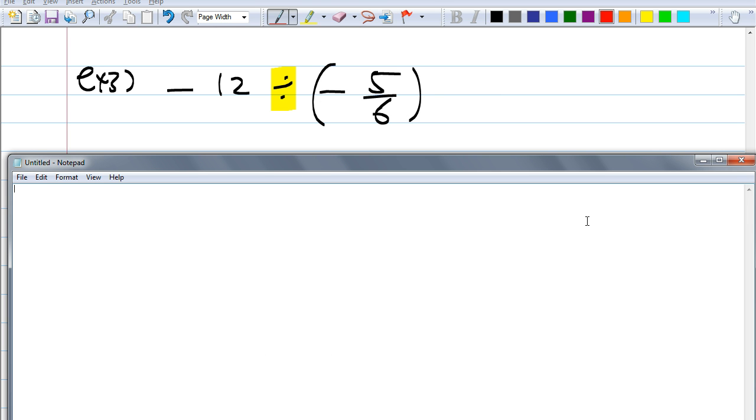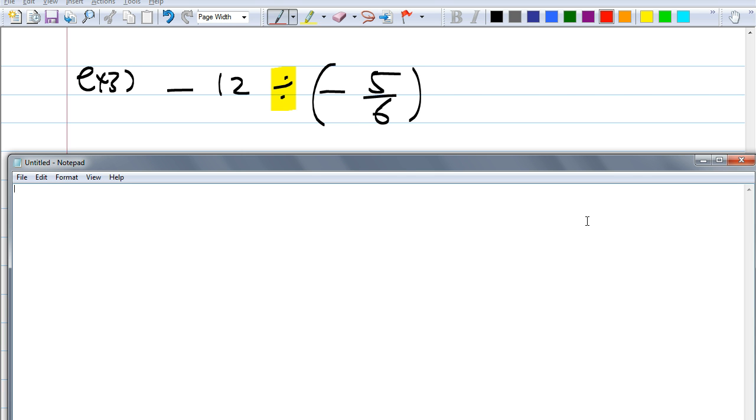Now we're going to do some of these straightforward ones. First of all, would the answer be positive or negative when you're dividing negative 12 divided by negative 5/6? The answer should be, everybody should know, positive or negative? Positive. It'll be, everybody? Positive. Right? Because negative divided by negative is positive, just like negative times negative is positive, right?